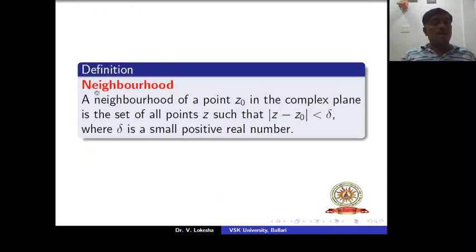Neighborhood of a point. A neighborhood of a point z naught in the complex plane is the set of all points z such that mod z minus z naught is less than delta, where delta is a small positive real number.